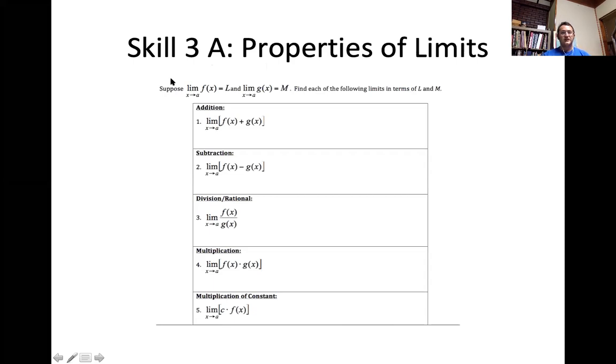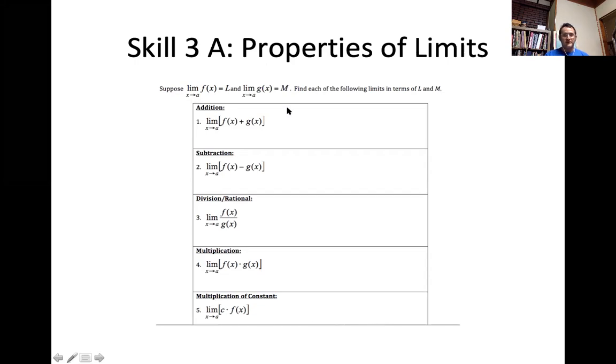All right, so we're just going to say that suppose that the limit of a function called f of x is equal to a number called L. L could be a number like 5, it could be 3.14. And then we have a limit of a similar, maybe a different function called g of x, and that is equal to M, which is another number.